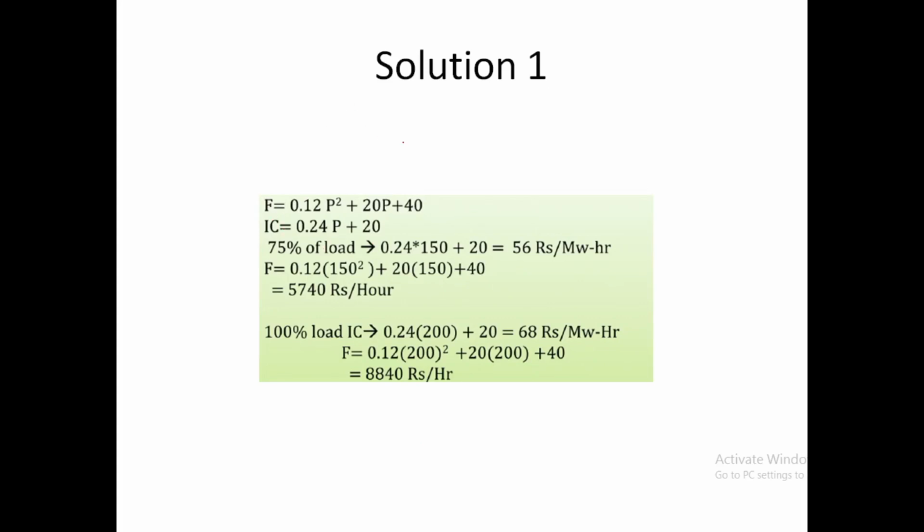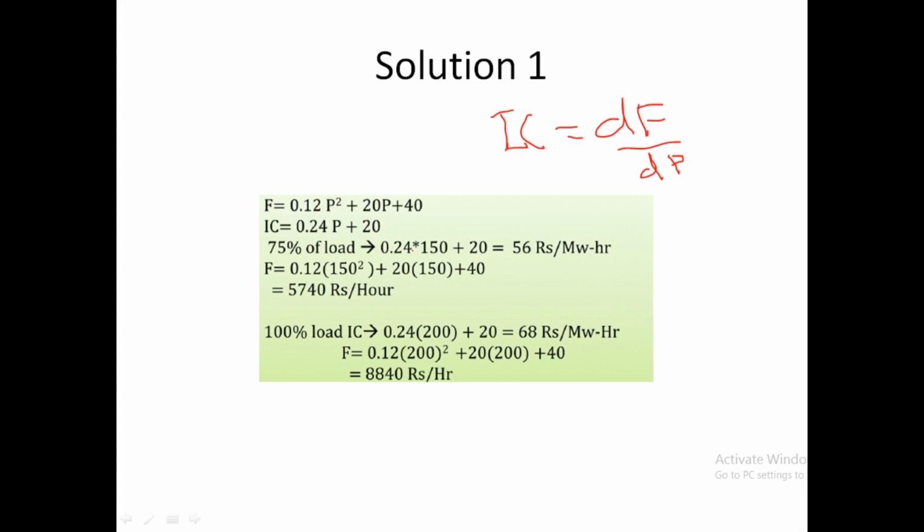How are we finding the incremental cost? Incremental cost is dF by dP. So just differentiate with respect to P. Differentiating this will give you the incremental cost, 0.24 P plus 20.